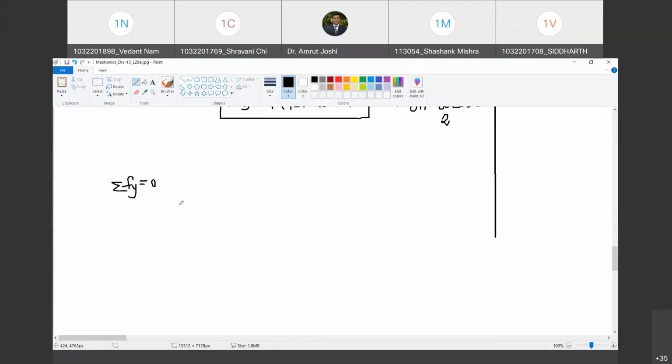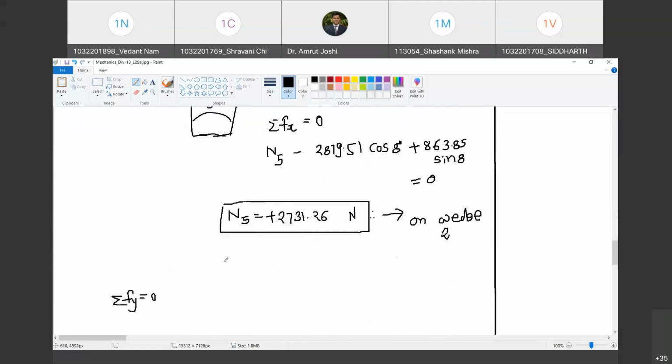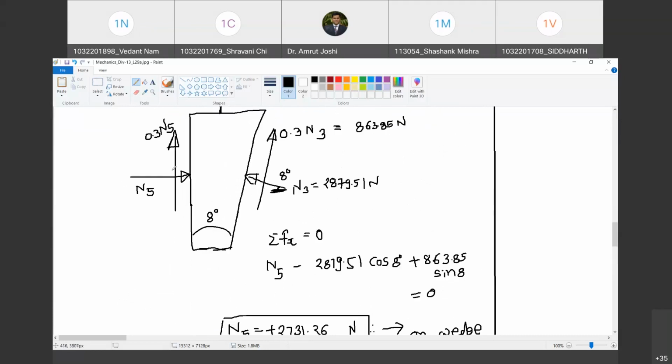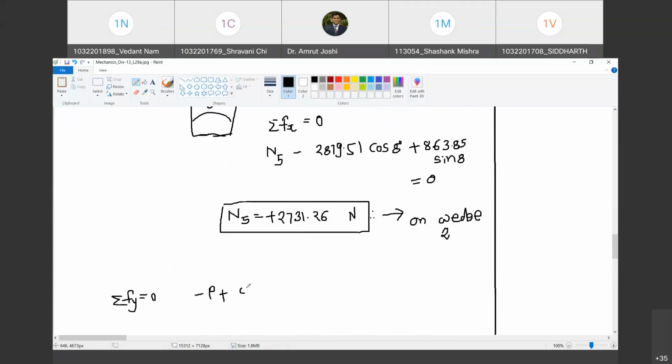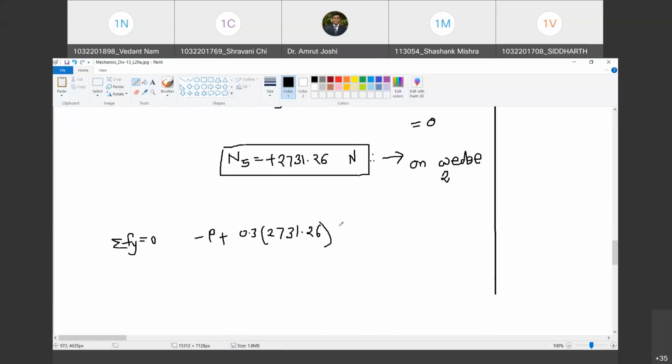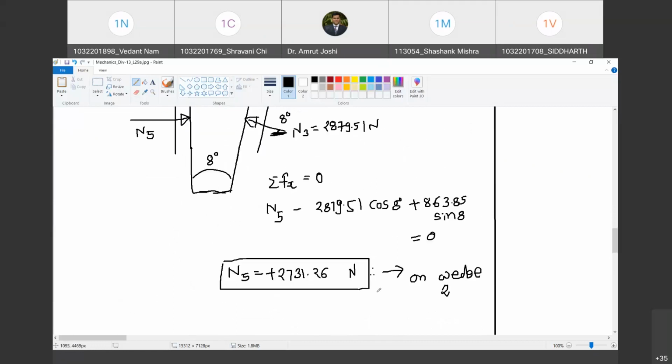Yes, sir. Summation Fy equal to 0 gives me what? Minus P plus 0.3 times N5. And N5, 0.3 times 2731.26. Are you with me? Yes, sir. Then plus 2879.51 sin of 8 degree. Do you agree with me? Yes, sir.